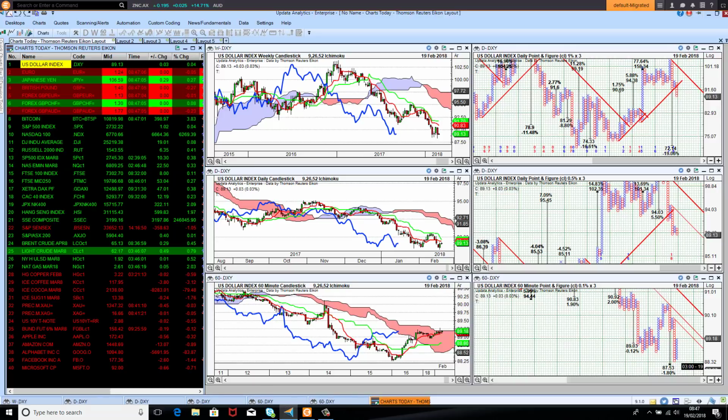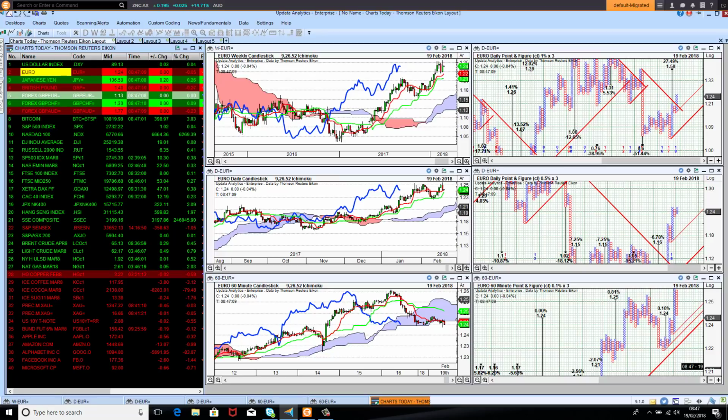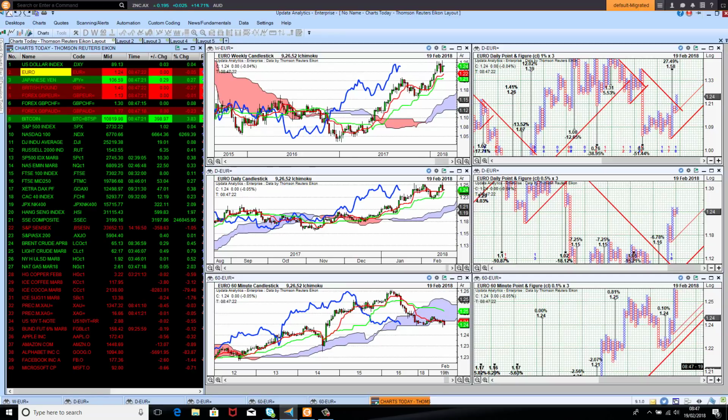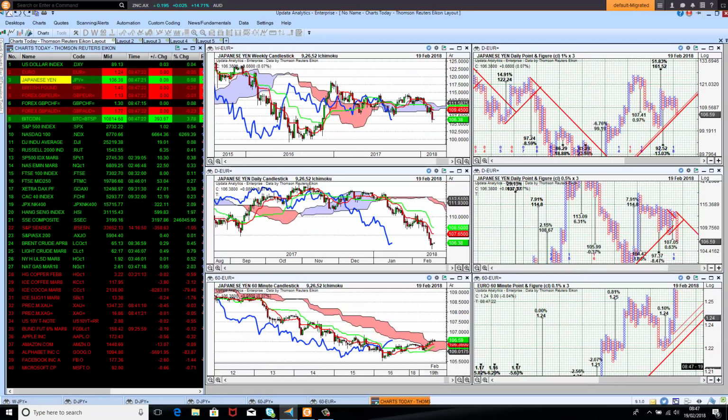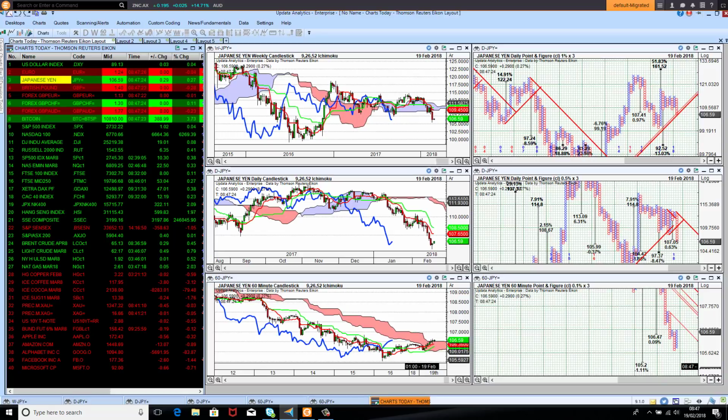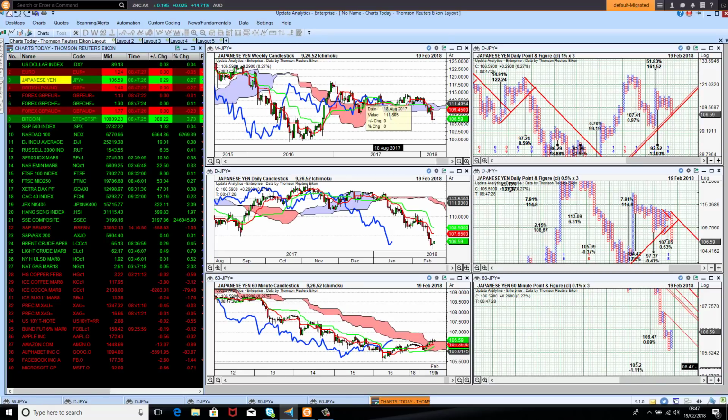Looking at the euro, we see here that the euro is also just coming off its top. So as the dollar is slightly improving on the short term, the euro is slightly weakening, but we are still holding the bullish position there. So that's quite key. Taking a look at the Japanese yen, we're seeing here dollar just recovering a little bit as well, but still this bearish move below the cloud quite key.